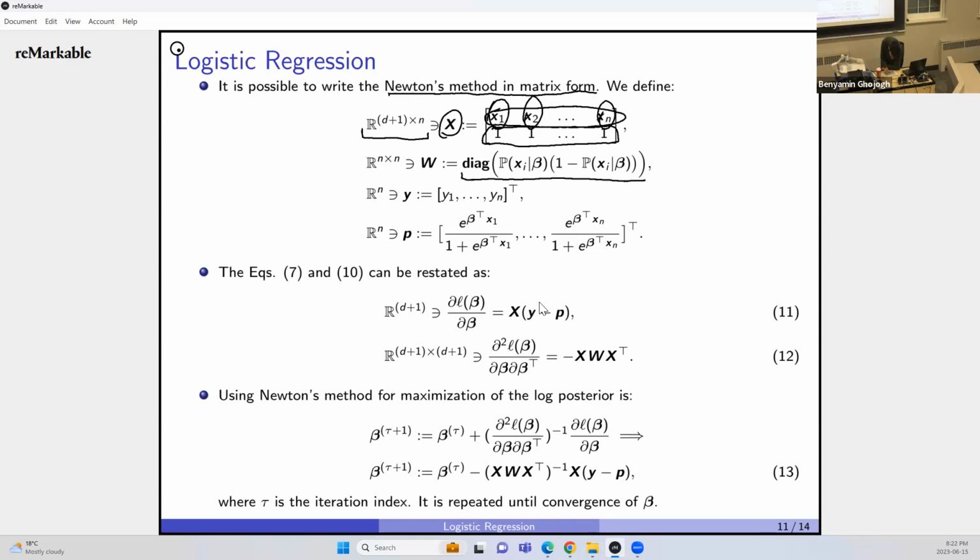Also, I define a diagonal matrix whose diagonal elements are D as the matrix W, and it will be n by n because I have n data points, right? Why am I doing this? What's the reason?